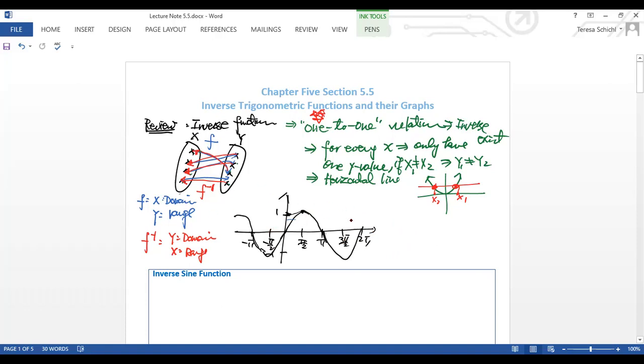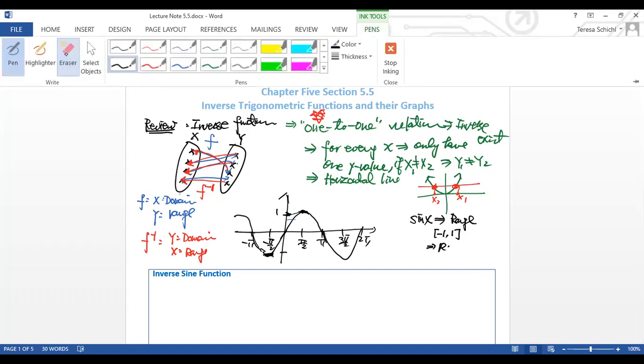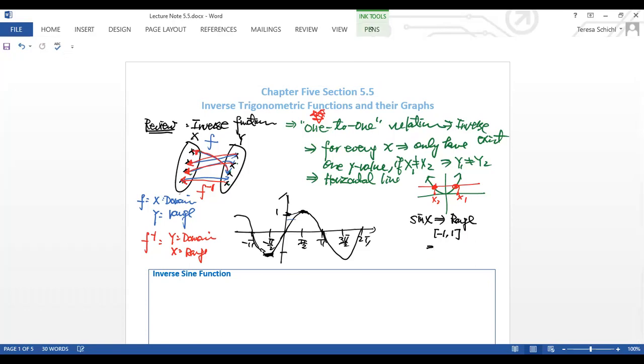So take a look at the sine. This is the sine x, the sine axis here, right? The original range of the sine is from where to where? From -1 to 1, correct? That is because I'm bounded by -1 and 1. Then the domain for the sine is what? The domain here is all real numbers, correct?